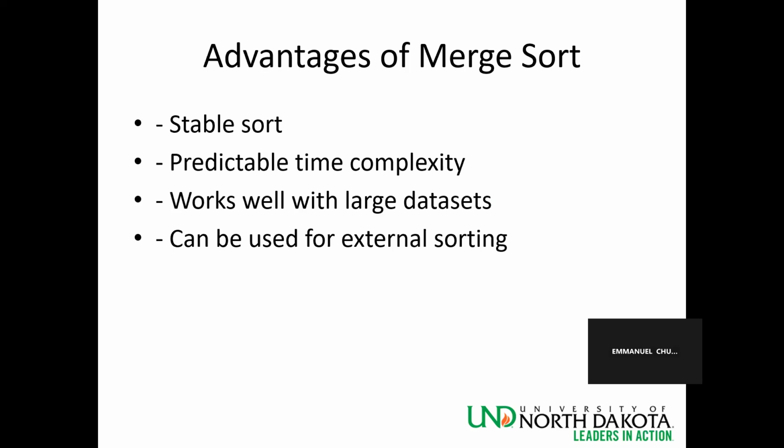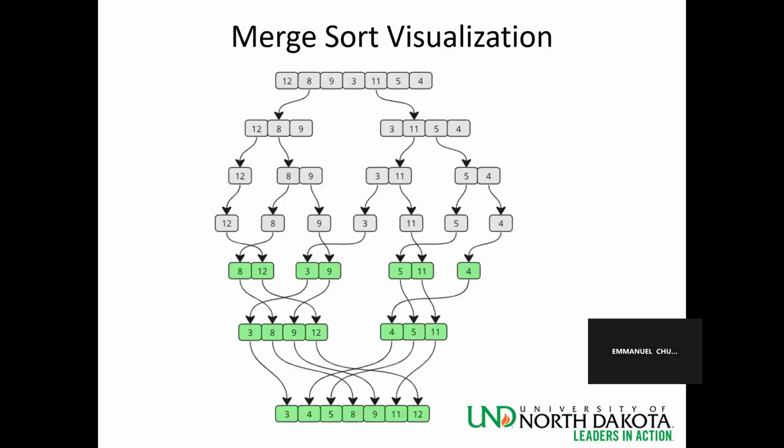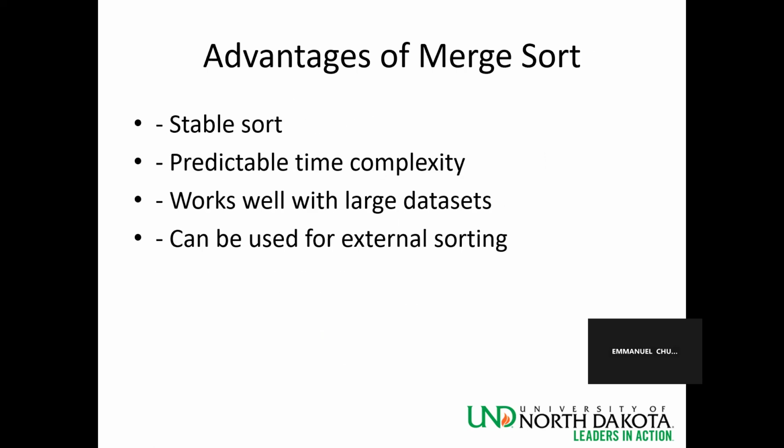As we saw in our example here, let me go back a bit. We see here 12, 8, 9, and then 3, 11. When it's merging, you see it merges 12 and 8, 9 and 3, 11 and 5. And then as it combines, it starts sorting. So the order of sorting is stable. Let's go back to our advantages.